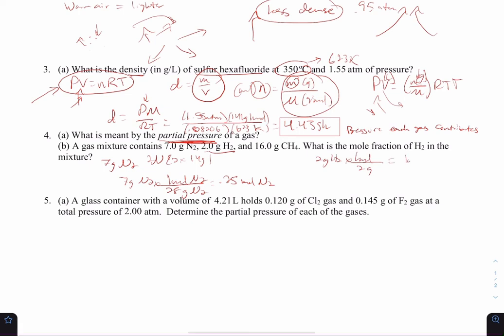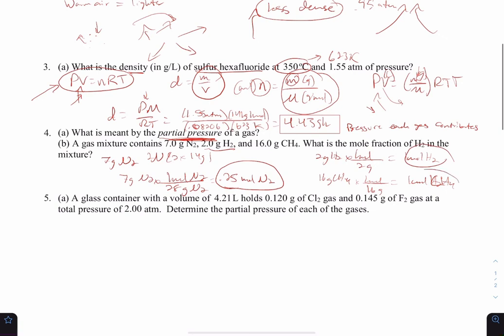So there's going to be about 1 mole of H2 here. And then lastly, I've got 16 grams of CH4, and that's about 16 grams per mole for CH4 as well, so that's also one mole of CH4, my bad. So overall, I only have one piece of the puzzle so far. I can add all of these up, and that would give me the total moles. In this case, that's going to be 2.25 total moles.